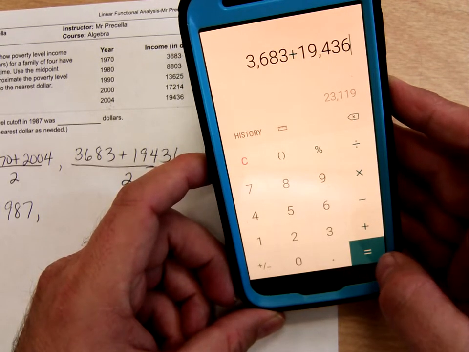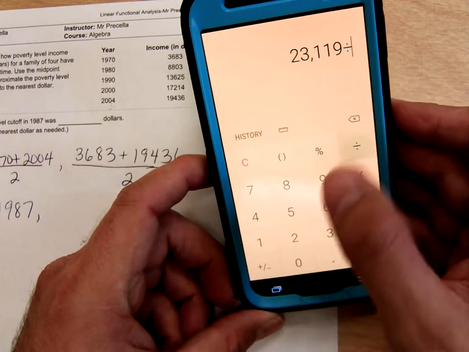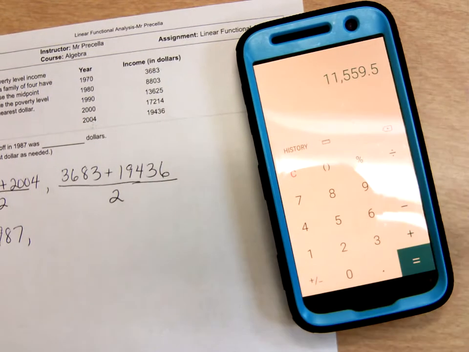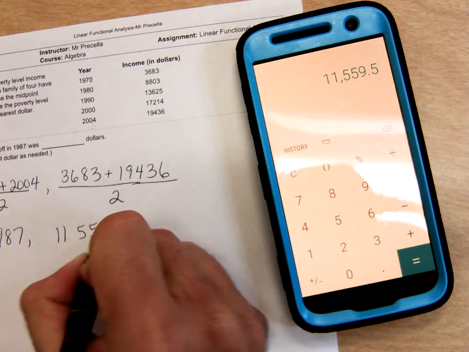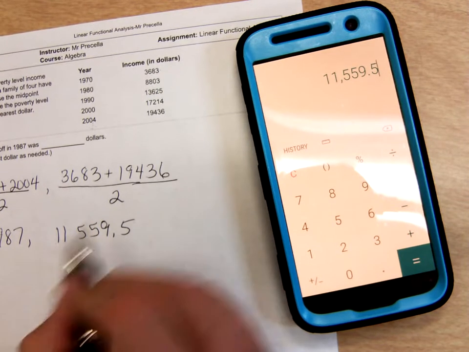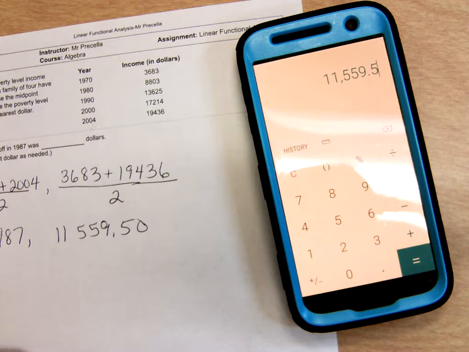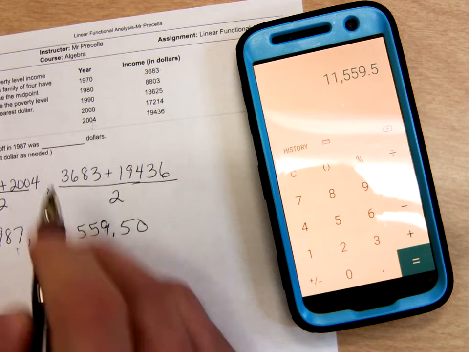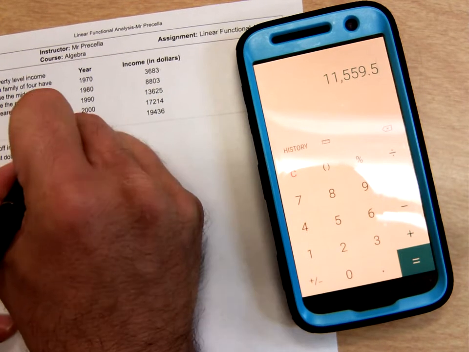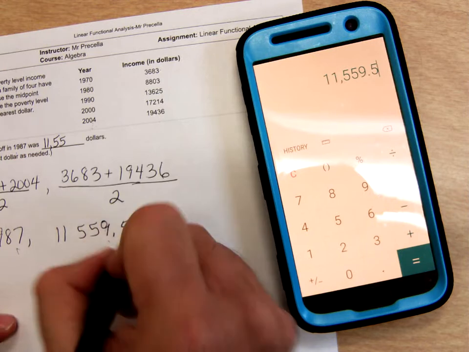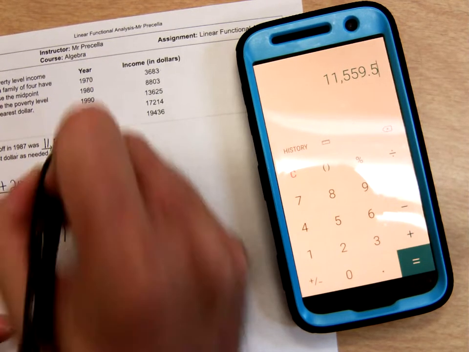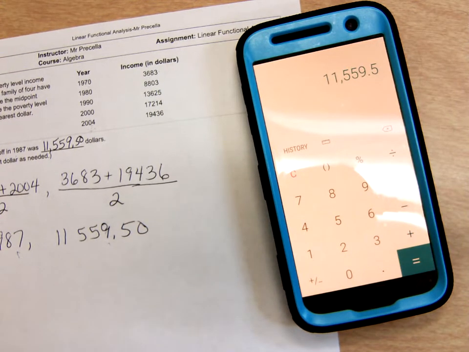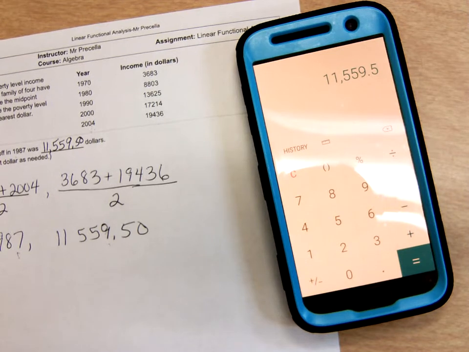3,683 plus 19,436, then divide by 2, and we get 11,559 and 50 cents. So approximately in the year 1987, the poverty level cutoff was $11,559.50. Wait a minute, if I punch this into my MyMathLab, I'm going to get it wrong.